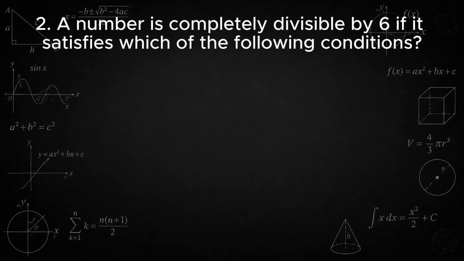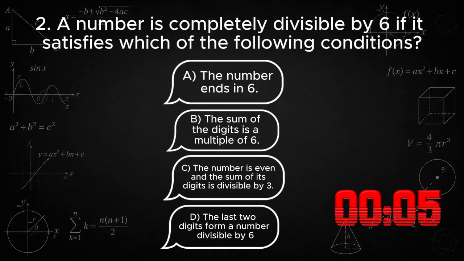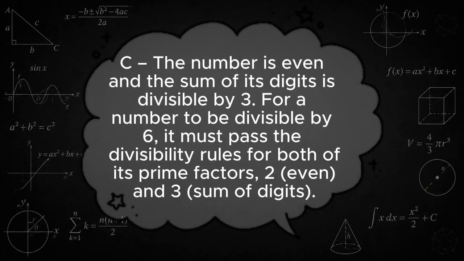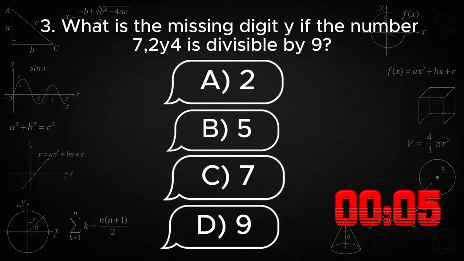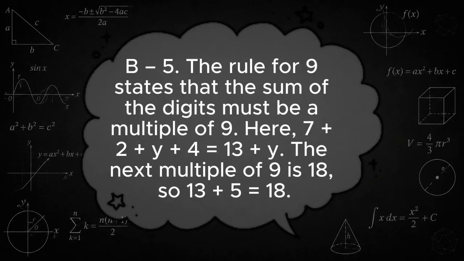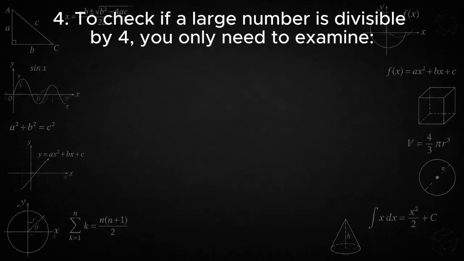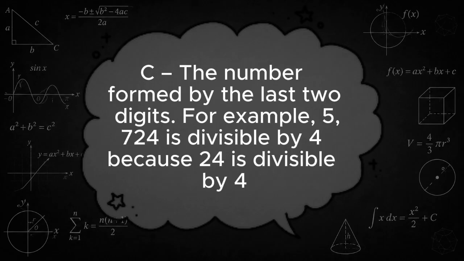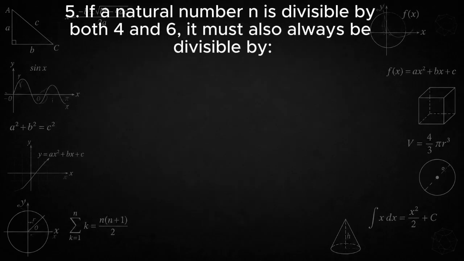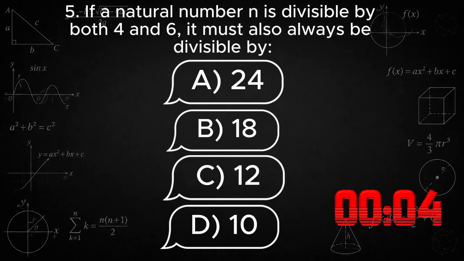2. A number is completely divisible by 6 if it satisfies which of the following conditions? 3. What is the missing digit y if the number 72y4 is divisible by 9? 4. To check if a large number is divisible by 4, you only need to examine. 5. If a natural number n is divisible by both 4 and 6, it must also always be divisible by.